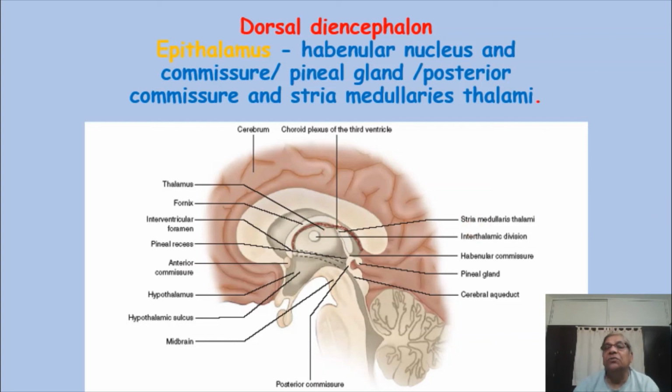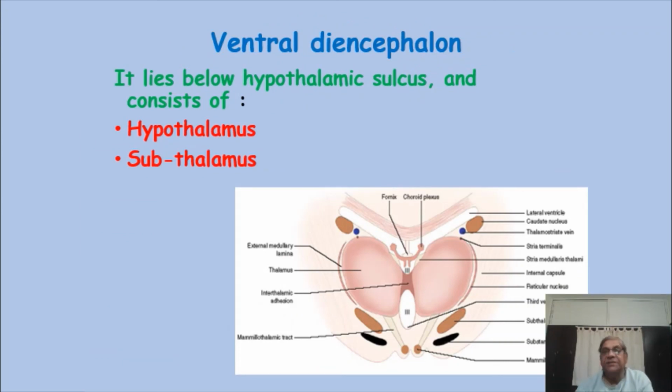Let us go to the ventral diencephalon. What are the parts of the ventral diencephalon? As I said, the ventral diencephalon is located below the subthalamic sulcus. And mainly it consists of the hypothalamus part, and there is a part which is hidden. The second part of the ventral diencephalon is the subthalamus.